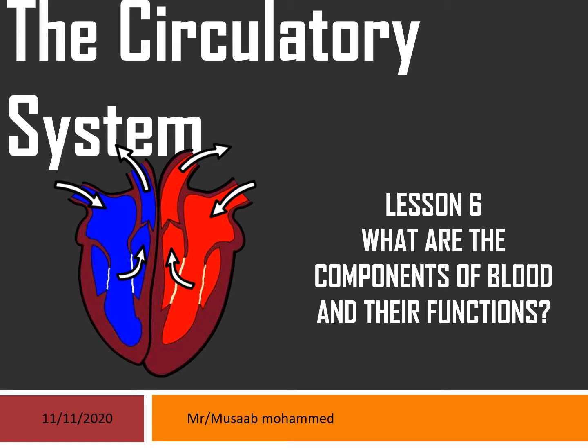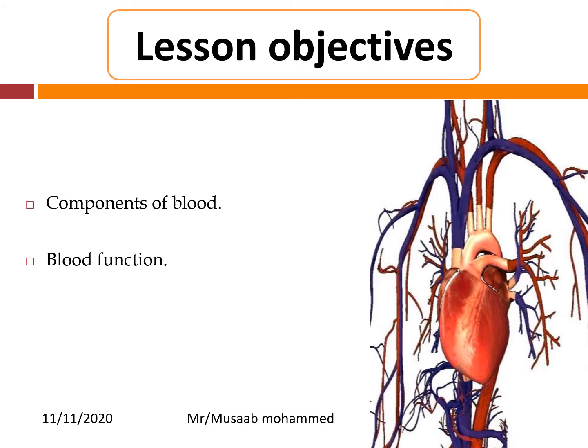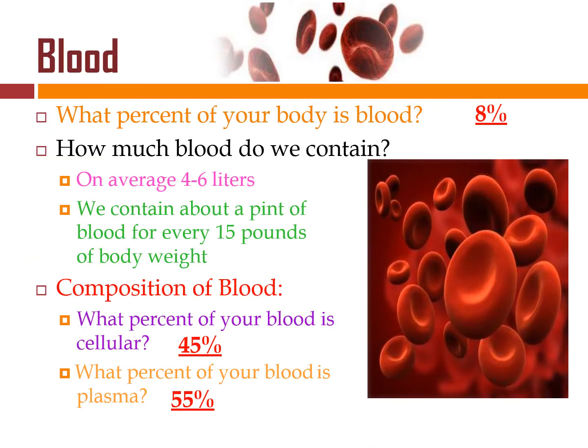Let's continue circulatory system. Lesson 6. What are the components of blood and their functions? First, you have to know the components of the blood and the function of each component. The percent of blood in our body is 8% of our body.